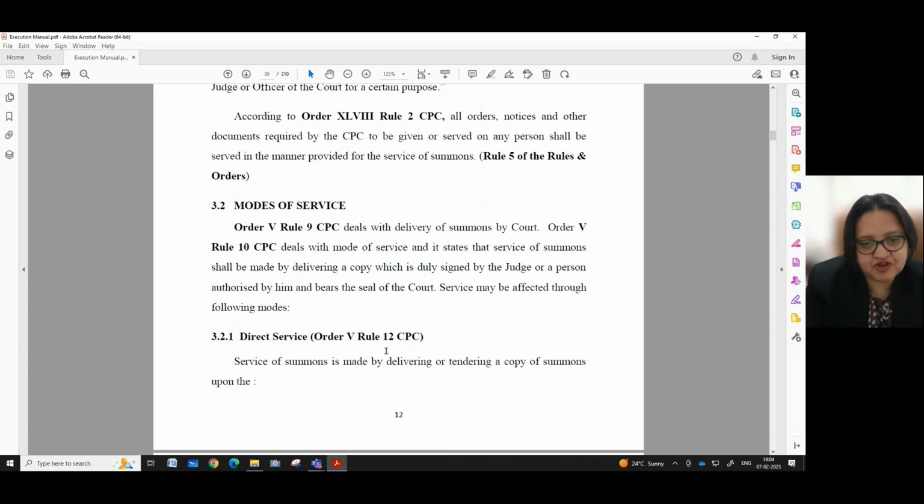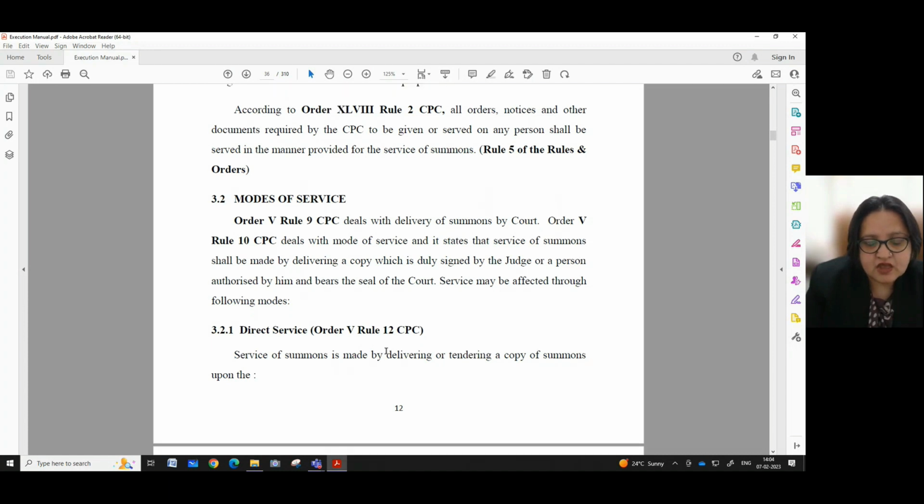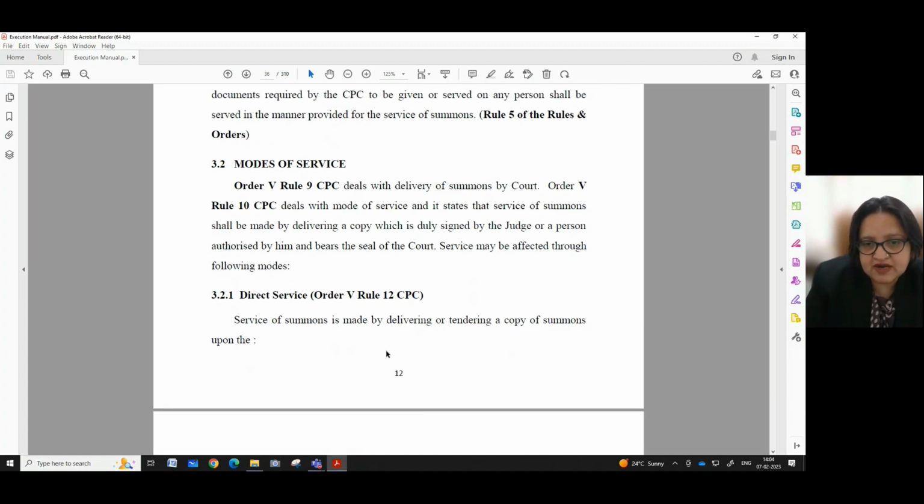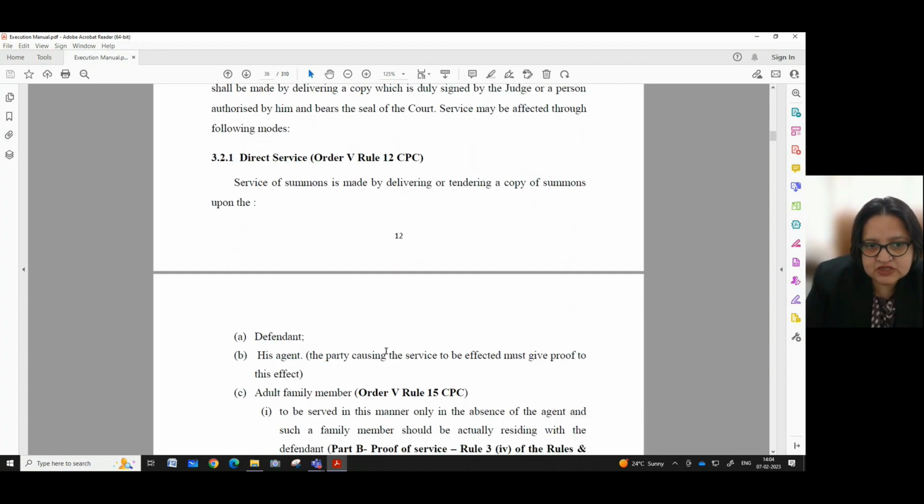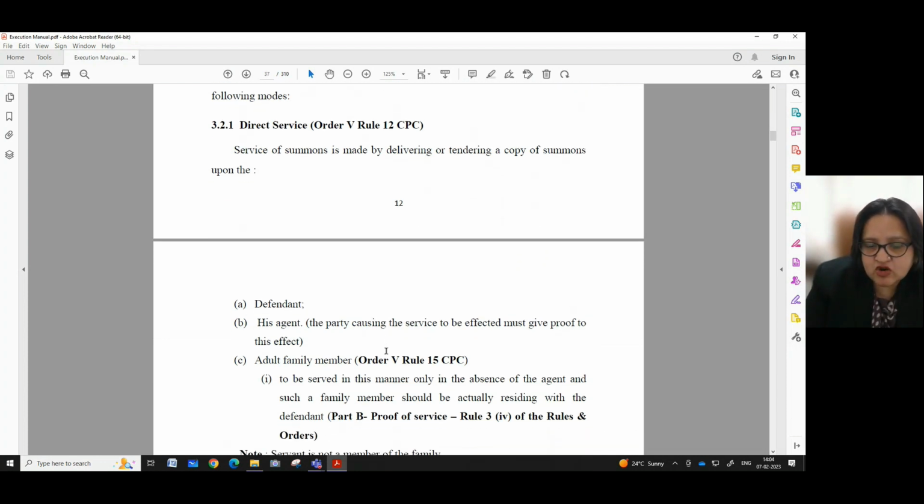Direct service, Order 5, Rule 12 CPC. Service of summons is made by delivering or tendering a copy of summons upon the defendant or his agent. The party causing the service to be effected must give proof to this effect.